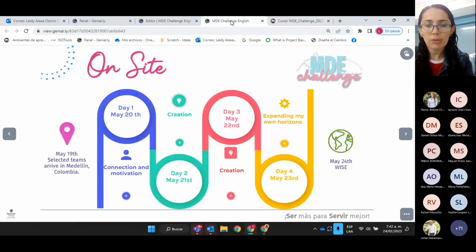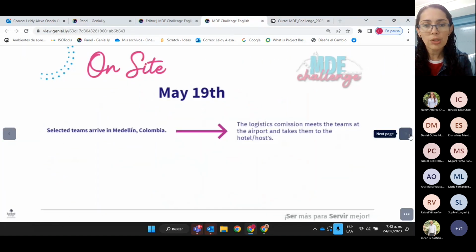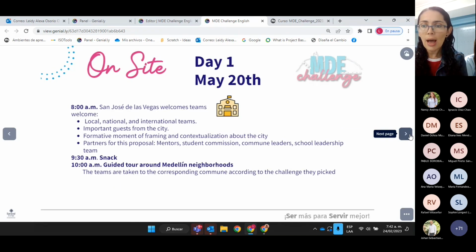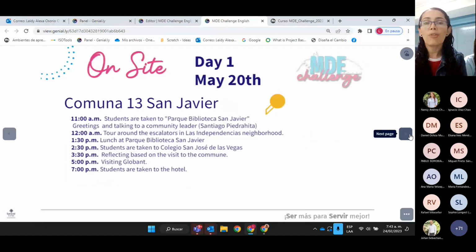Okay. This is the virtual campus, and it's important to share with you the on-site stage. I am going to share with you in general what we'll visit in May, and that's why this is where the selected teams arrive in Medellin, Colombia. It's important to know this data, because we need to know what teams will come to Medellin in May. This is the agenda. I am going to share with you the agenda for all the days. We are going to have 4 days to solve the problem in Medellin.